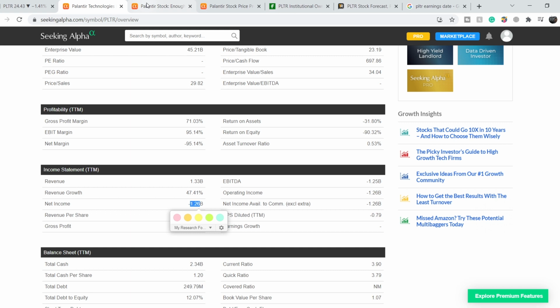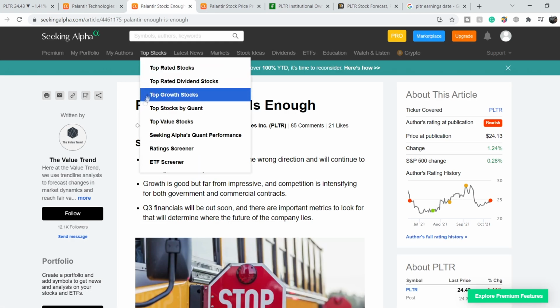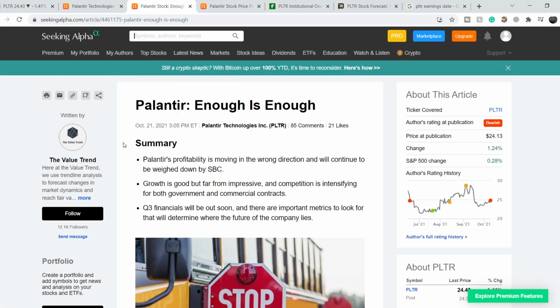And let me show you right here on this article that was published on Seeking Alpha on October 21st, and it's titled Palantir, Enough is Enough. And the summary is right here. Palantir's profitability is moving in the wrong direction and will continue to be weighed down by SBC, stock-based compensation. Growth is good but far from impressive, and competition is intensifying for both government and commercial contracts. Q3 financials will be out soon, and there are important metrics to look for that will determine where the future of the company lies.